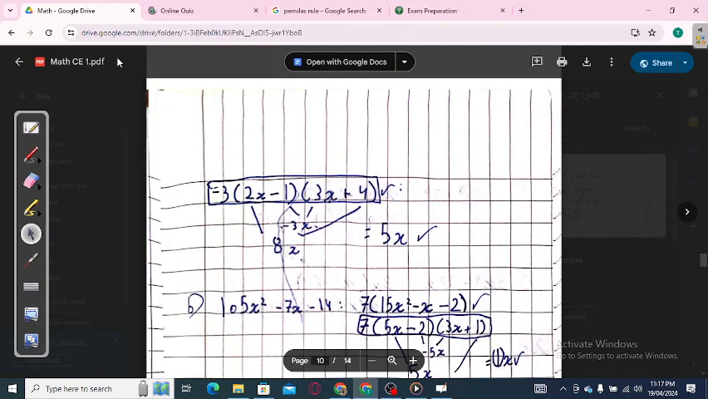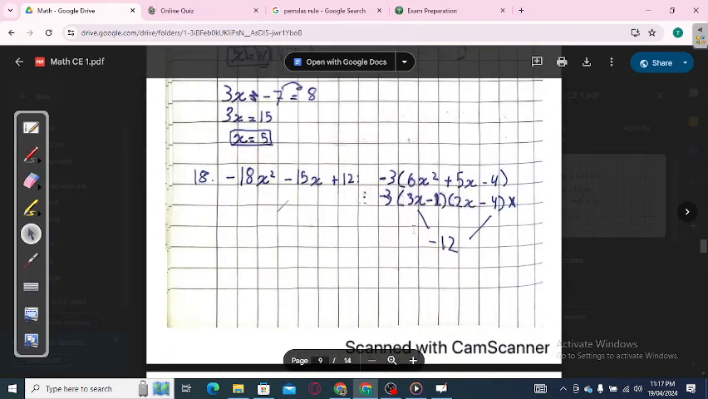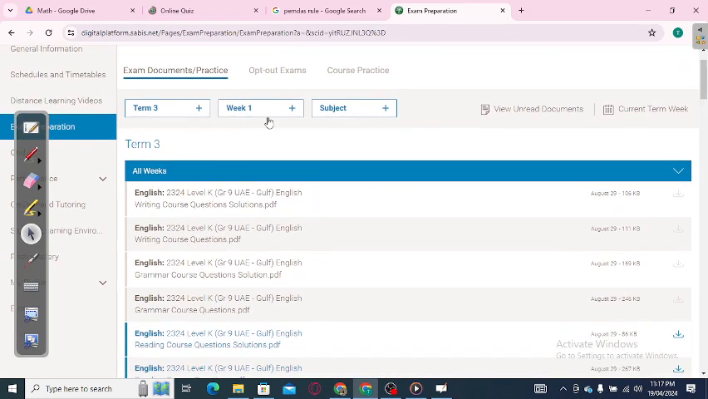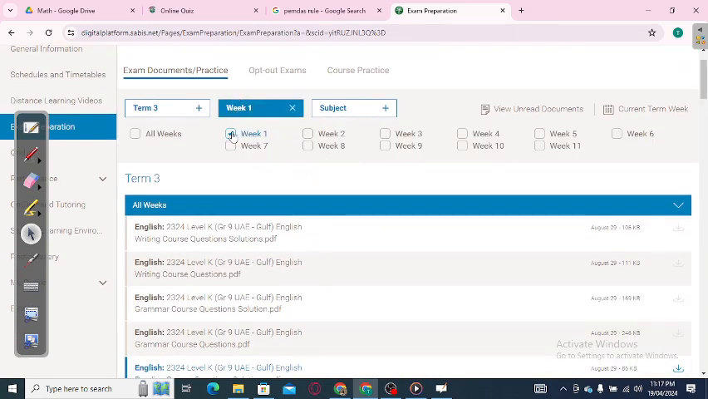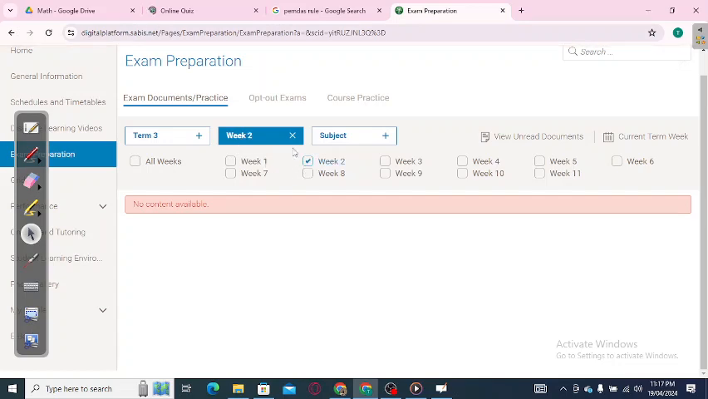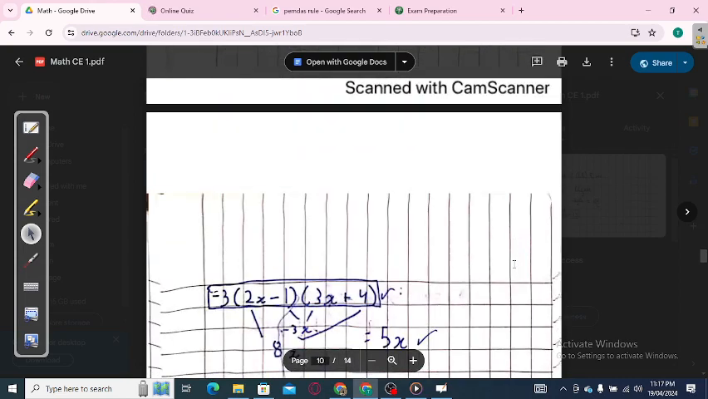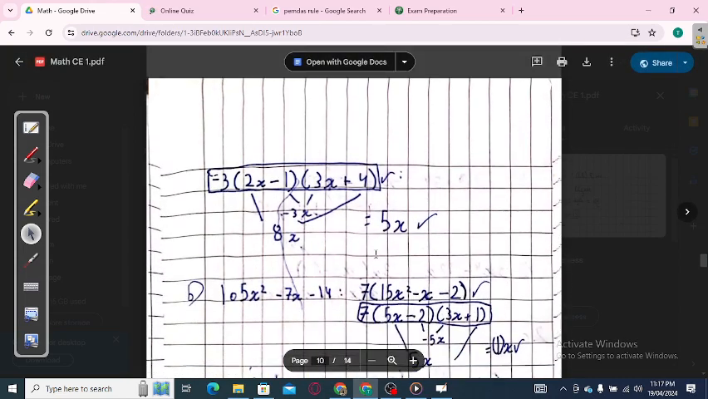I tried it the second time. I got 5x. Now I went up and checked: was 5x the same as the answer? Yes, it was. So that's 5x, and that value is correct. Let's go to week 2 here so I can get back on the quiz. So this means that this factorized result is the right answer.